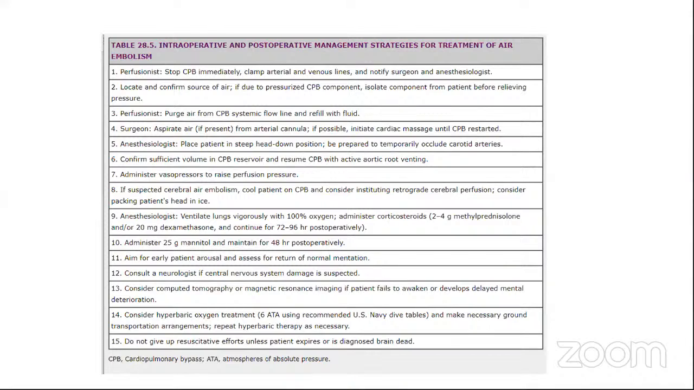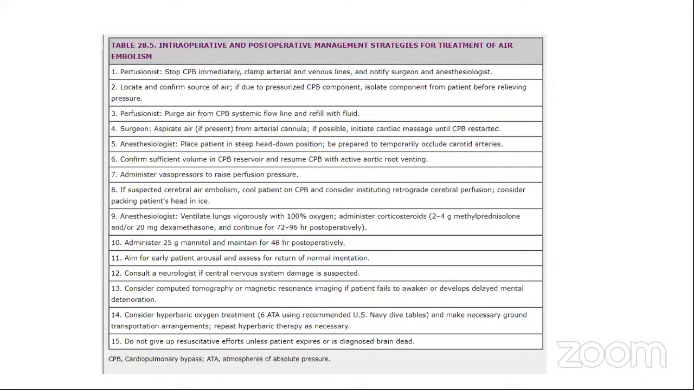Aim for early patient arousal and assessment for return of normal mentation, and consult a neurologist if there is damage, and consider CT, MRI if the patient fails to awake, and consider hyperbaric oxygen treatment, which is a chamber with hyperbaric oxygen, and almost always the patient will go for this. They can recover even if the treatment is delayed. But this type of chamber is limited worldwide.